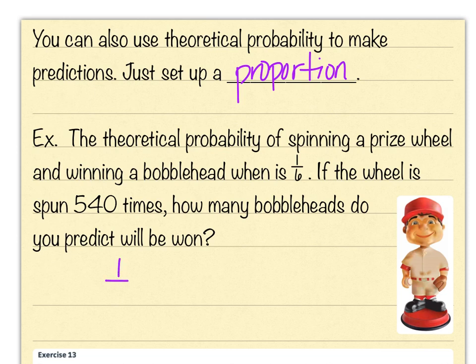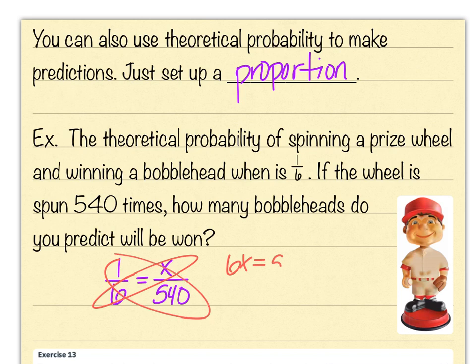Well, if 1 out of 6 people will be winners, then how many out of 540 people will be winners? That's it. That's all I have to do. And then I cross multiply. 6x equals 540. And then divide by 6. 6 goes into 54 9 times, goes into 0 times. So we would expect to have 90 winners.